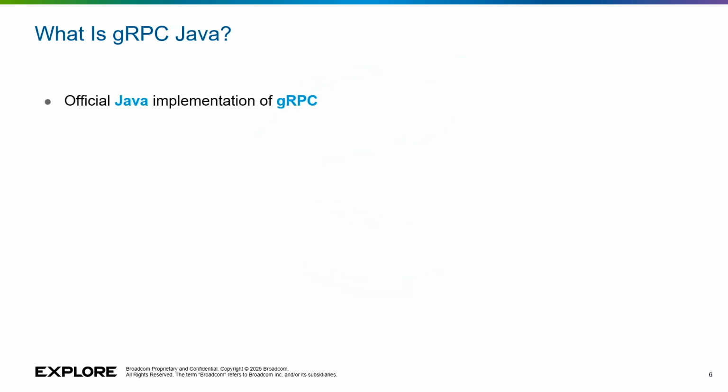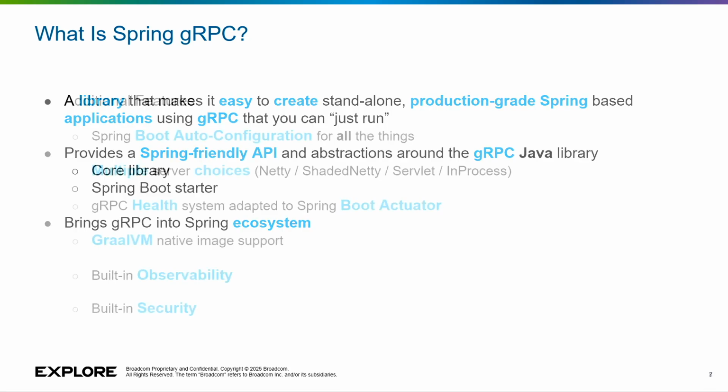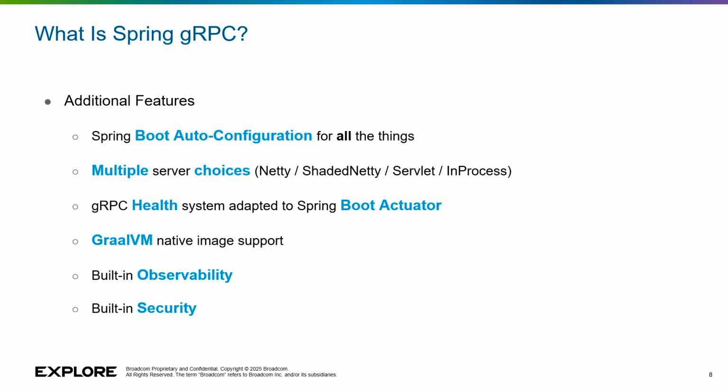And gRPC Java is one of those polyglot implementations. It's the Java-based implementation of gRPC. And with Spring gRPC we basically provide Spring-friendly abstractions that use gRPC Java and make it easier to use. It consists of a core library and then a bunch of Spring Boot auto configuration. And this brings gRPC into the Spring ecosystem. Up until this point, we had a gap there. gRPC is a widely used framework, but there wasn't any Spring support for it.